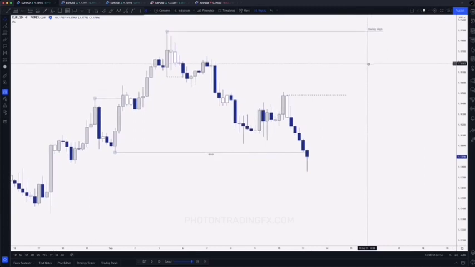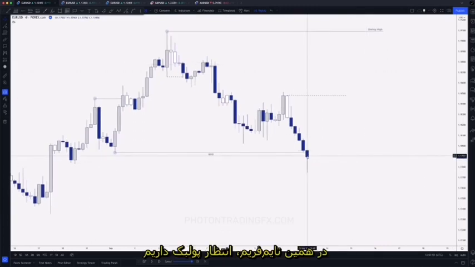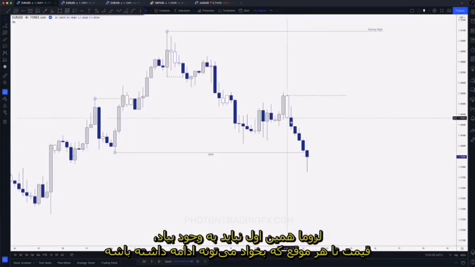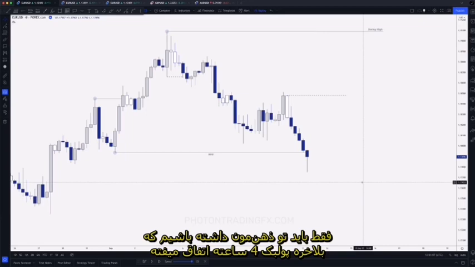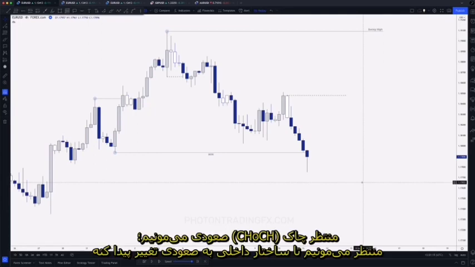Simple. Okay, so now we have a 4-hour break of structure. What do we expect? We expect a pullback on that time frame, so we expect a 4-hour pullback. Now, it doesn't have to happen straight away. Price could literally tank for ages, but we just have to have in the back of our minds that potentially a 4-hour pullback is going to kick in. So what can we use to help us potentially signal that the pullback's starting? Well, we wait for a bullish change of character. We wait for that internal structure to switch bullish.